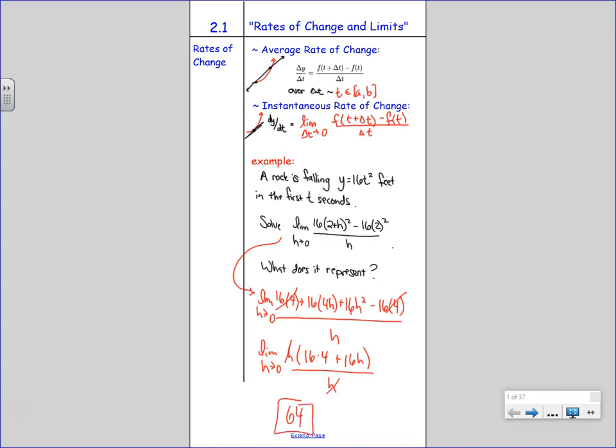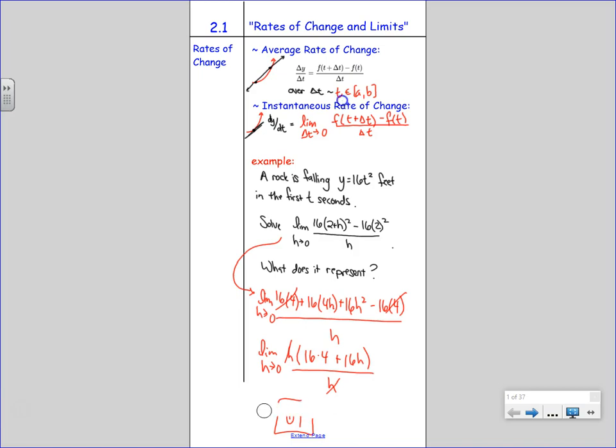Wait, what does it represent? The position of the rock after it falls. It's not position, you guys know better. Look at it in context. What's this? Slope. Feet per second? This is change in position. What's down here? Seconds. So feet per second. Change in time. So I didn't put delta h, but that's what I was talking about.